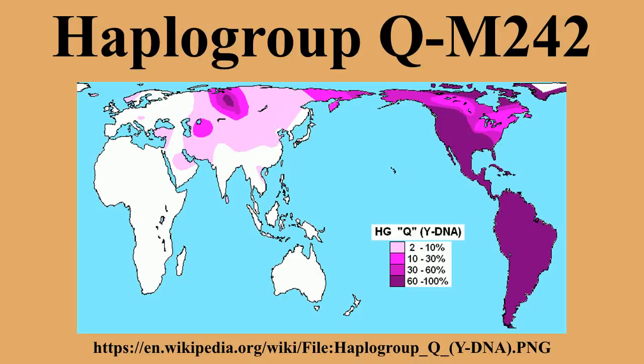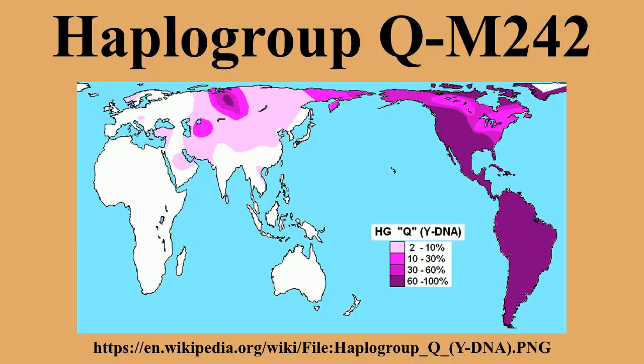Europe. Q-M242 is distributed across most European countries at low frequencies, and the frequencies decrease to the west and to the south. Eastern Europe. In Eastern Europe, Q-M242 comprises about 1.7% of males.